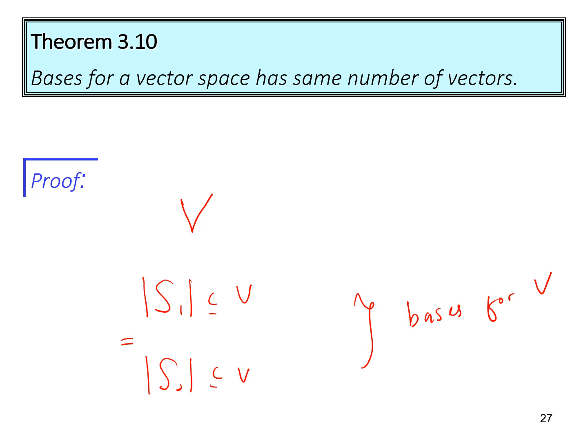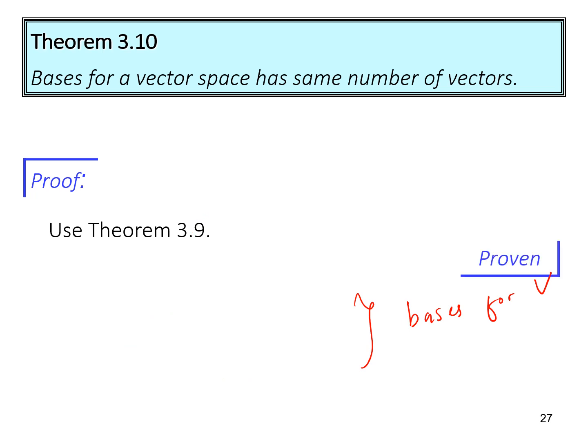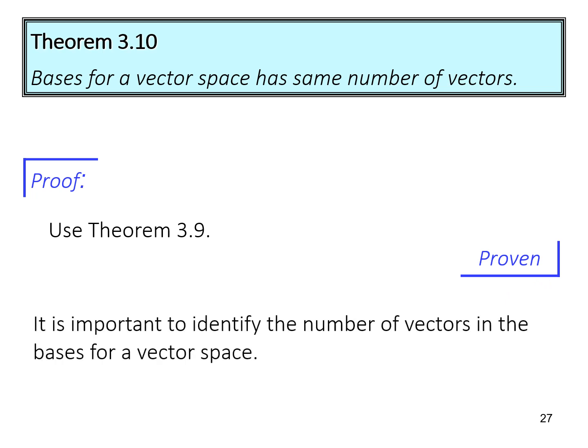The proof for this theorem is by using Theorem 3.9. You might want to try to prove this. It is important to identify the number of vectors in a basis for a vector space. Why? We are going to see that in the next slide.